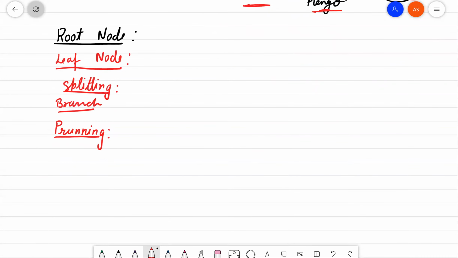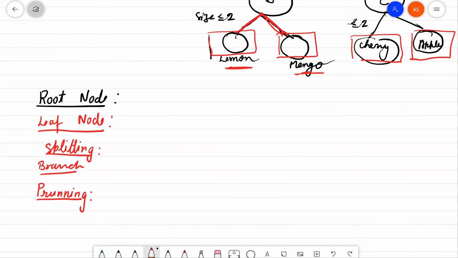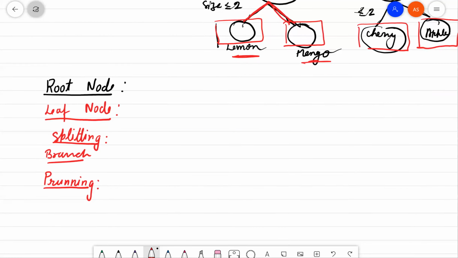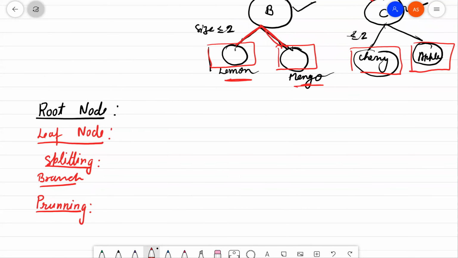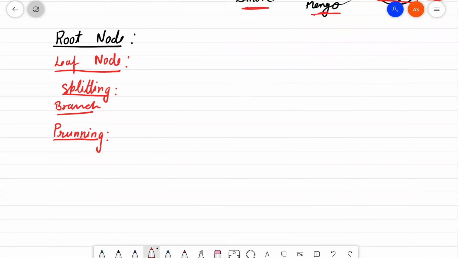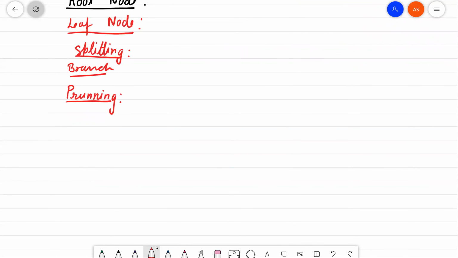What is pruning? Pruning is the opposite of splitting. In splitting, we are dividing the node into sub nodes. Okay, and in pruning, we are removing the unwanted branch. We are just pruning the tree to show the necessary branches or the necessary part of the tree only. Next is parent and child node.